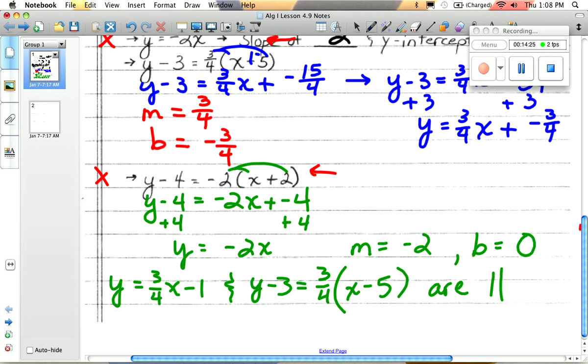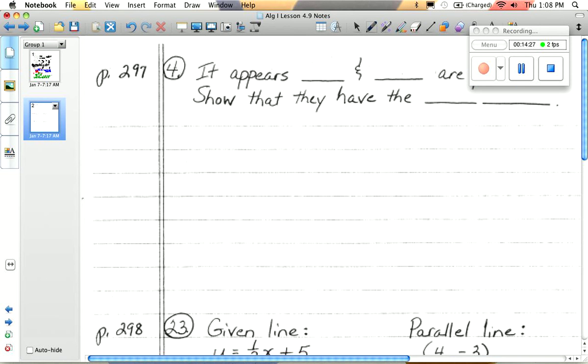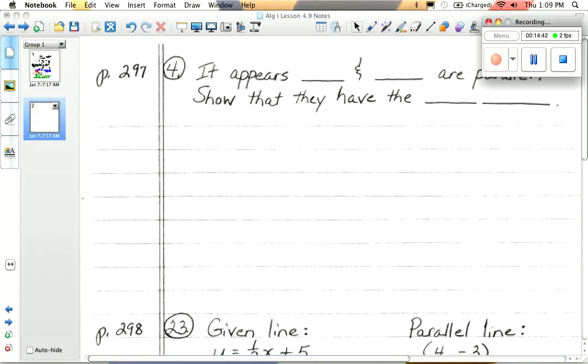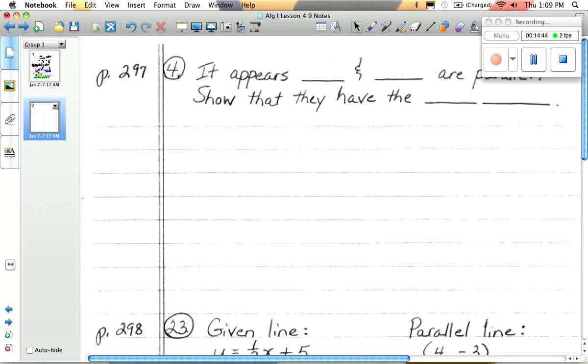Okay, let's go to the back side and see what we're going to do now. Page 297, number 4. What is it that we have to do? Show that ABCD is a trapezoid.